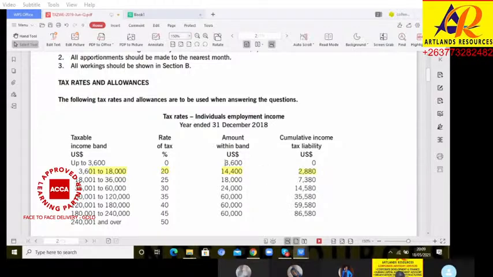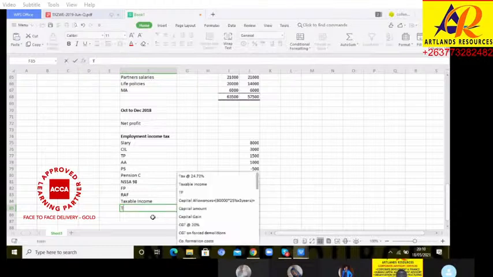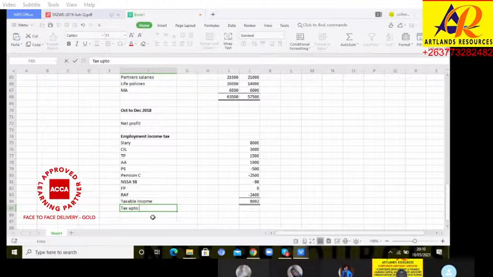But 8,002 includes the first 3,600, which she's not taxed on. So you say tax on 3,600 is zero. She's taxed on the excess. Then you say excess at 20%. Please be super confident on how you do this. 8,002 minus 3,600, now you multiply that by 20%. So you say equals open bracket this minus 3,600 close bracket times 0.2.